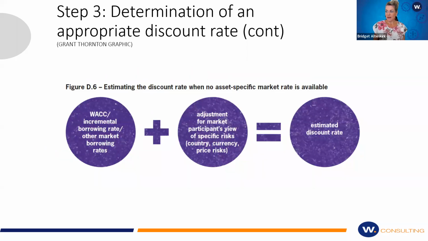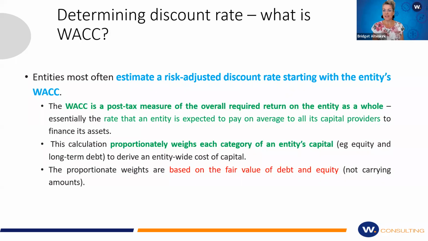So this slide is just a diagrammatic illustration of what I've said, how you could start with the WACC or incremental borrowing rate, and you need to adjust for market participants' view of specific risks, which could be country risks, currency risks, price risks, etc., to determine the estimated discount rate, which is then used to present value those cash flows in a value in use computation. So what is seen in practice is that most entities use their weighted average cost of capital as the starting point. Your weighted average cost of capital is a post-tax measure of the overall required return on the entity as a whole.